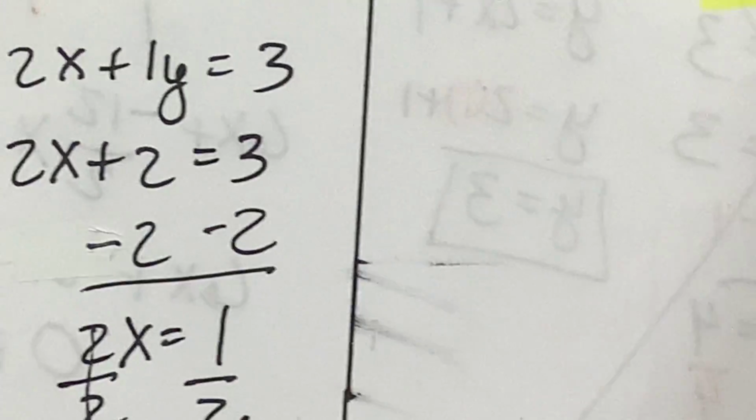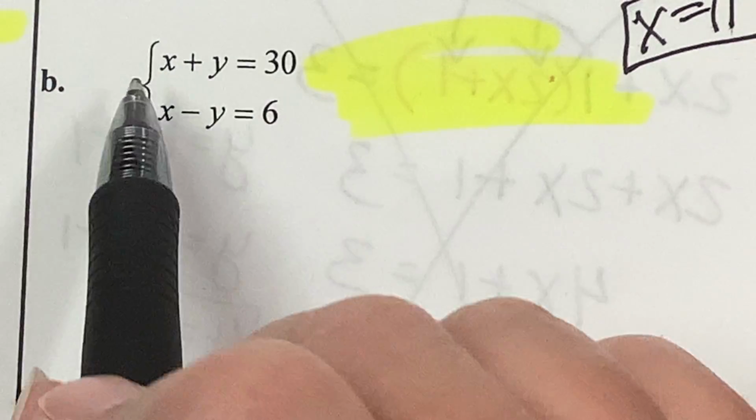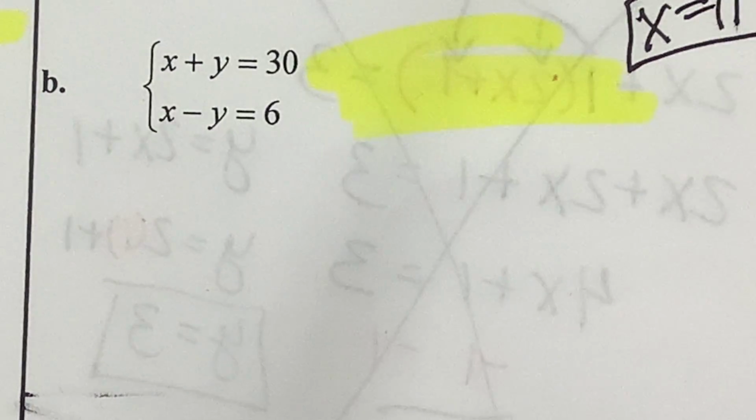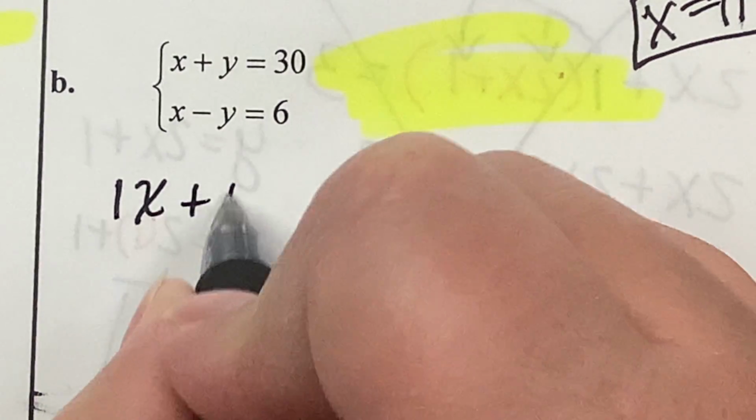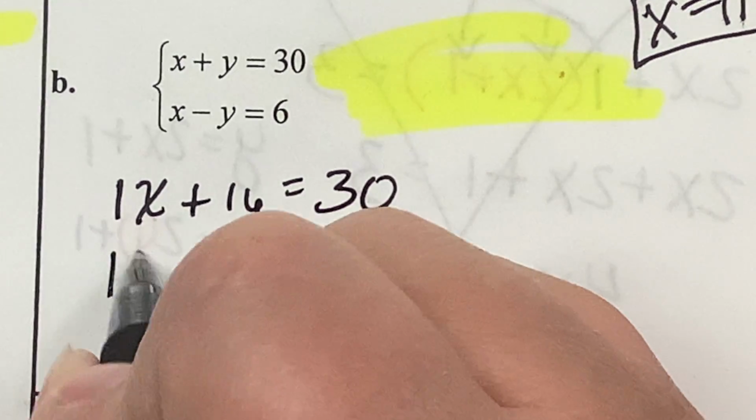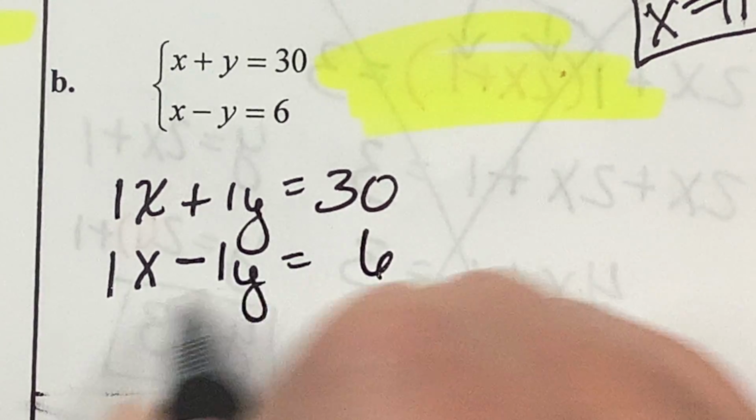Next one. So evil I am giving you these hard problems. All right, rewrite it, and this is like the first one. You have to put the ones in because I didn't give you coefficients. So 1x plus 1y equals 30. 1x minus 1y equals 6.